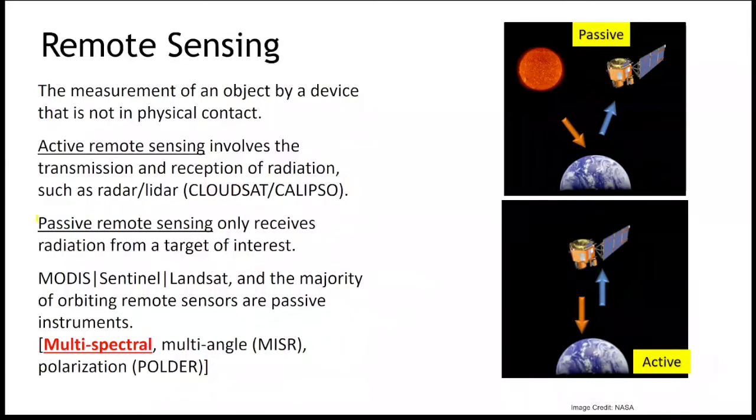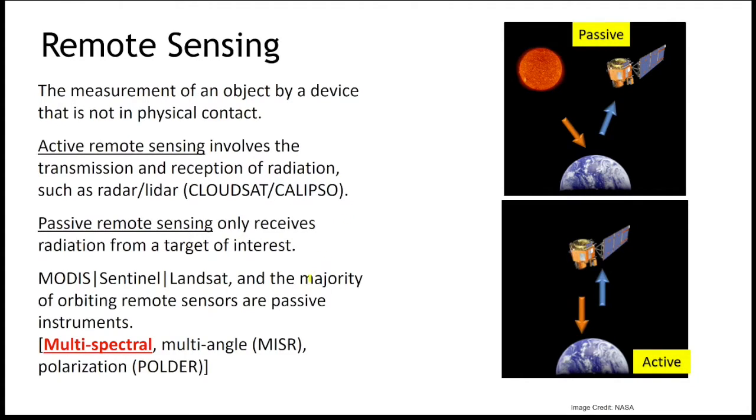A lot of satellite sensors are passive remote sensing. It only receives radiation from a target of interest. What does this mean? The electromagnetic radiation from the sun travels through the atmosphere, hits the Earth's surface on a clear day, if you will, and reaches back to the satellite. This is passive remote sensing because we're not generating electromagnetic energy ourselves.